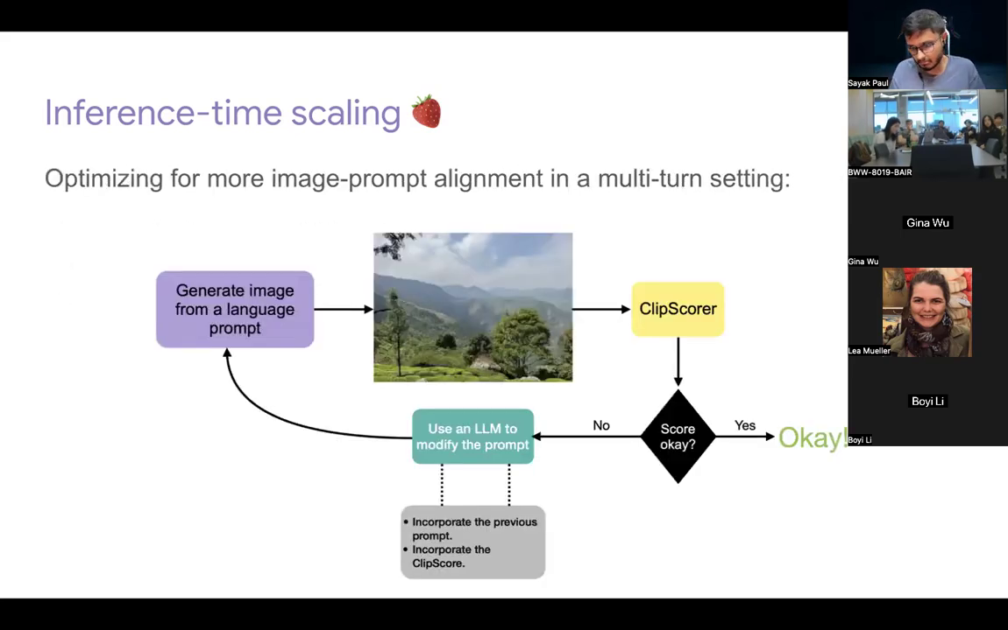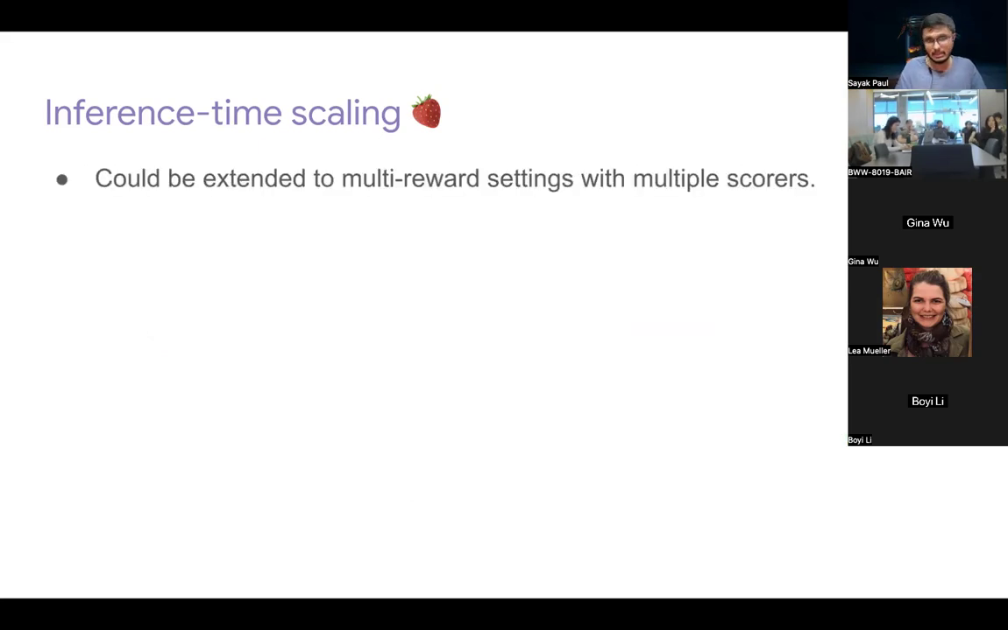So here's how a workflow would look like for doing inference time scaling. Maybe we want to optimize for more image prompt alignment, but in a multi-turn setting. We first obtain an image from our prompt, then we leverage an off-the-shelf reward scorer. In this case, it would be CLIP scorer. If the score is okay, we are good. If the score is not okay, then we use an LLM to modify the prompt, and then we repeat the process. In this process, while prompting the LLM, we also incorporate the previous prompt, and we also incorporate the CLIP score, and maybe we could also incorporate the generated image if we can afford the computation cost. And it could be extended to multi-reward settings with multiple scores as well.